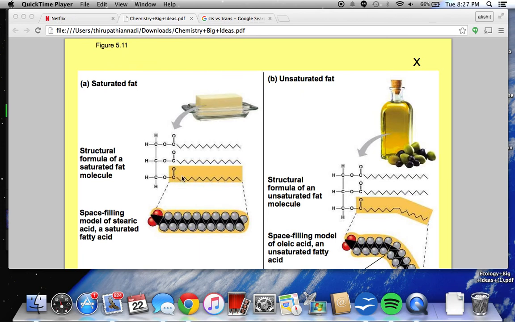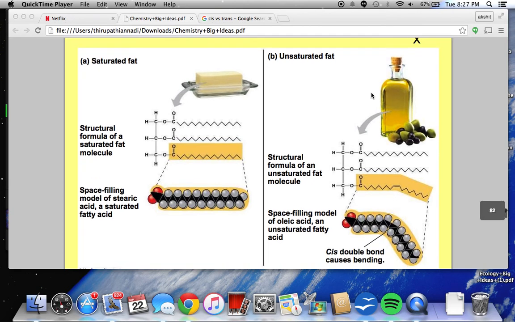Saturated are all single bonds. There's no double bonds in the fatty acids, and so they can get really, really close together, and that's why they're solid at room temperature, because it's like a jigsaw piece. They just fit together really quick, really closely, and saturated fats are usually seen as bad for you because they can get stuck in your blood vessels because they're solid.